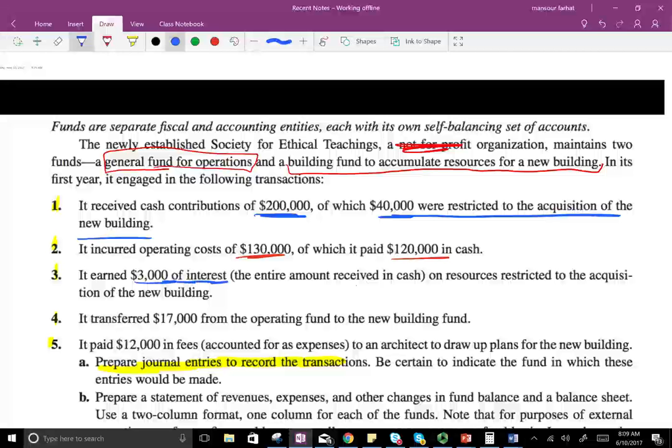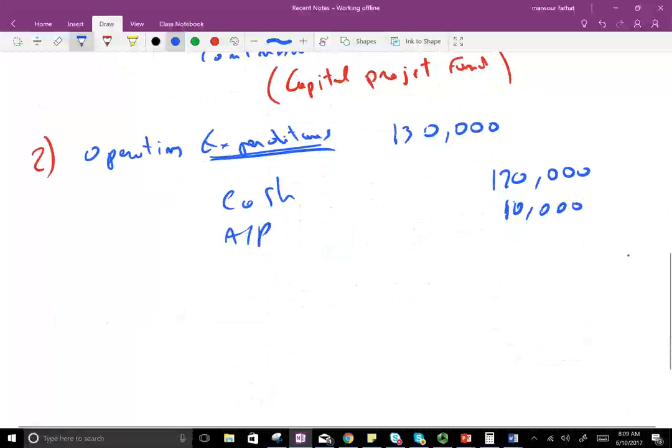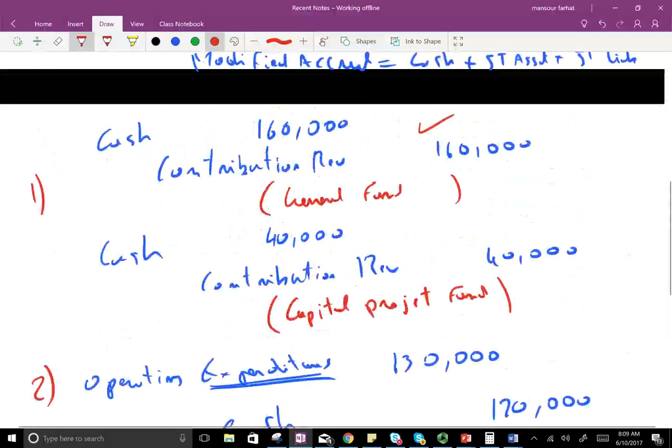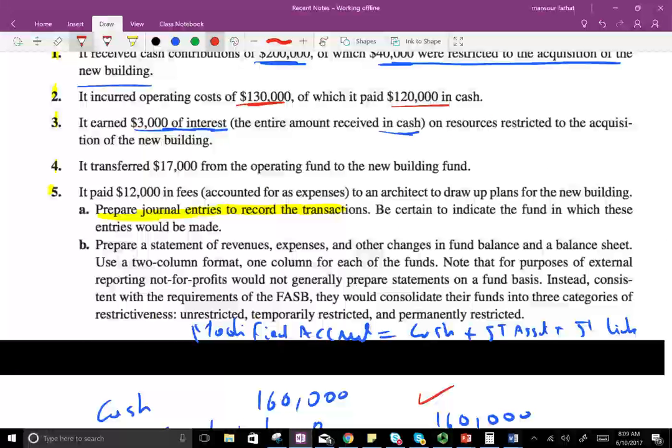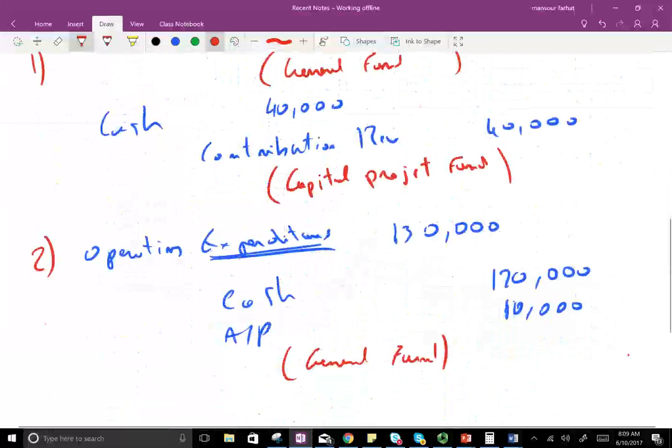Earn $3,000 interest. The entire amount is received in cash, so we have cash on resources restricted to the acquisition of the new building. Before we proceed, this is a general fund, because in the general fund you account for the general operating. So this is the general fund. We earned $3,000 in cash from the account that was restricted for the acquisition of the building.